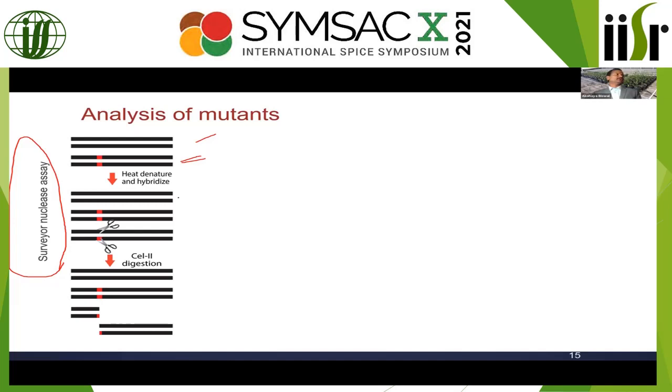So there can be 3 kinds of re-annealing. Wild type can anneal with wild type, mutant can anneal with mutant, and also there is a chance that wild type can anneal with mutant. If this happens, this is the target of this Surveyor enzyme. If there is a mismatch, it makes a double-stranded cut. And in that case, we can get 2 different bands of DNA. These 2 generally will be of almost the same size because a few bases addition or deletion will not make much difference in the gel, but these 2 will give 2 clear bands.